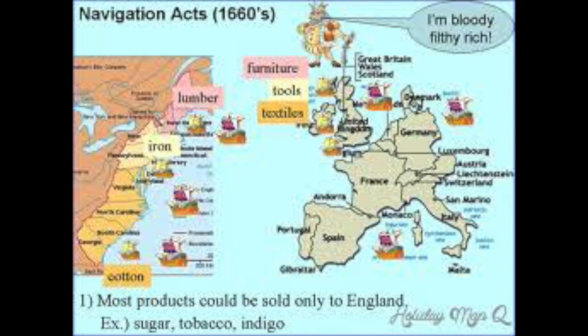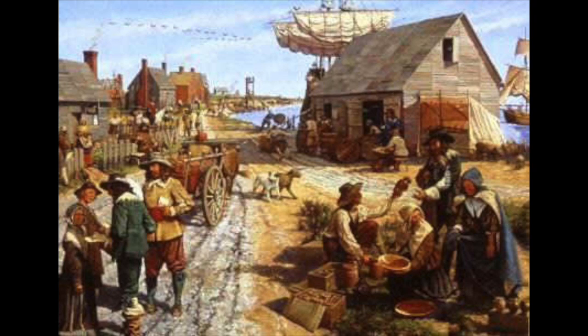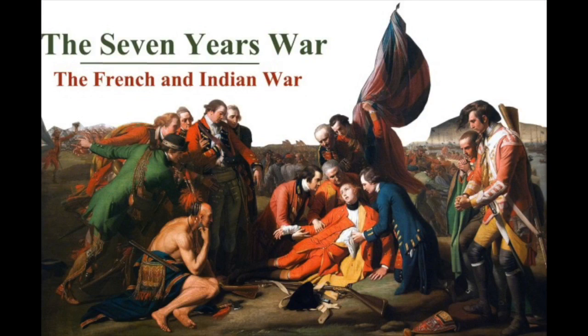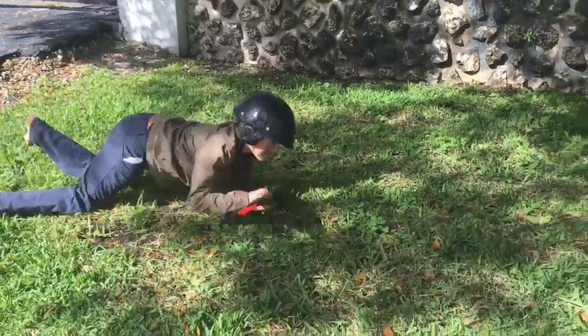American colonies were forbidden from directly exporting their products to non-English consumers. The Navigation Acts were very unpopular among the colonists, and resentments against the act was one of the causes of the American Revolutionary War. Conflict between Great Britain and other countries continued to rise in the 1700s.